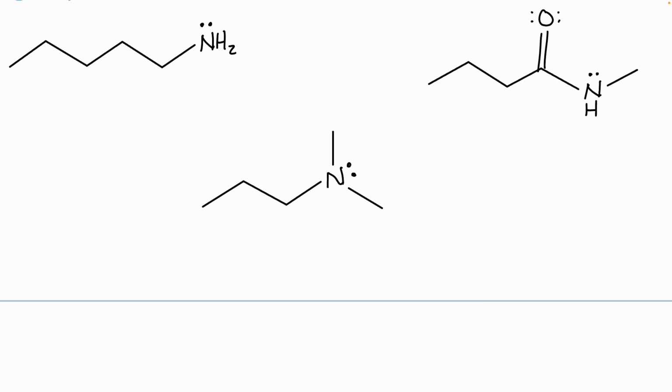All right, so for this first one, we have a primary amine. We're going to find our parent chain, these 5 carbons. All right, so my parent chain is this pentanamine.